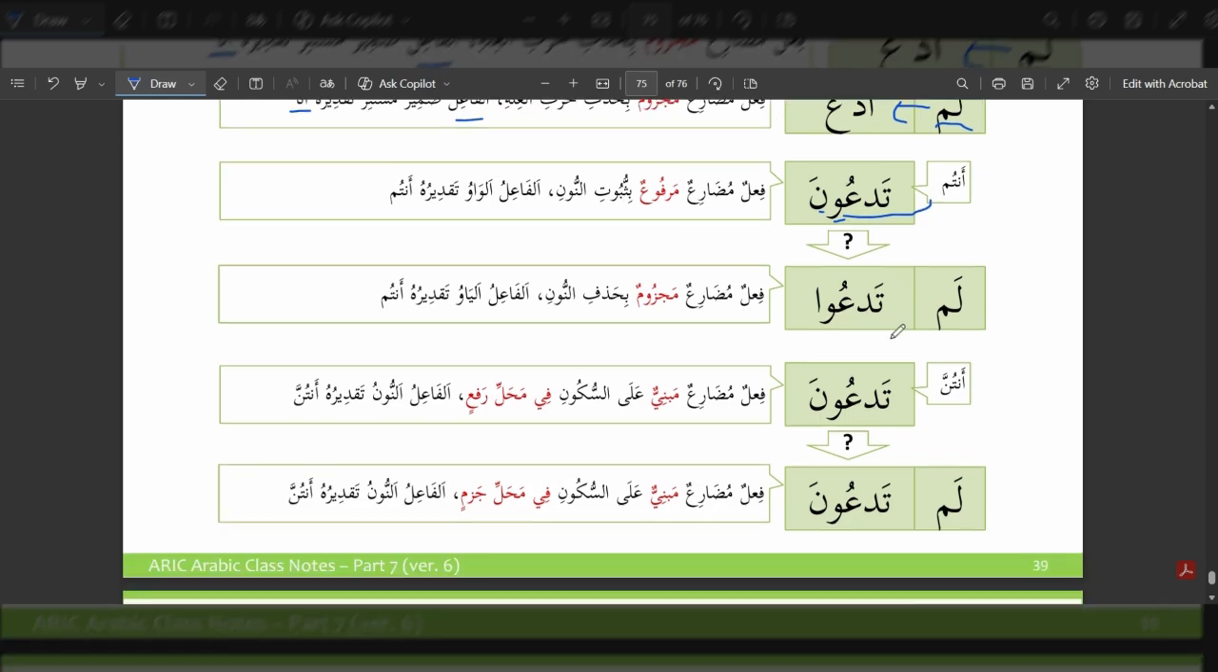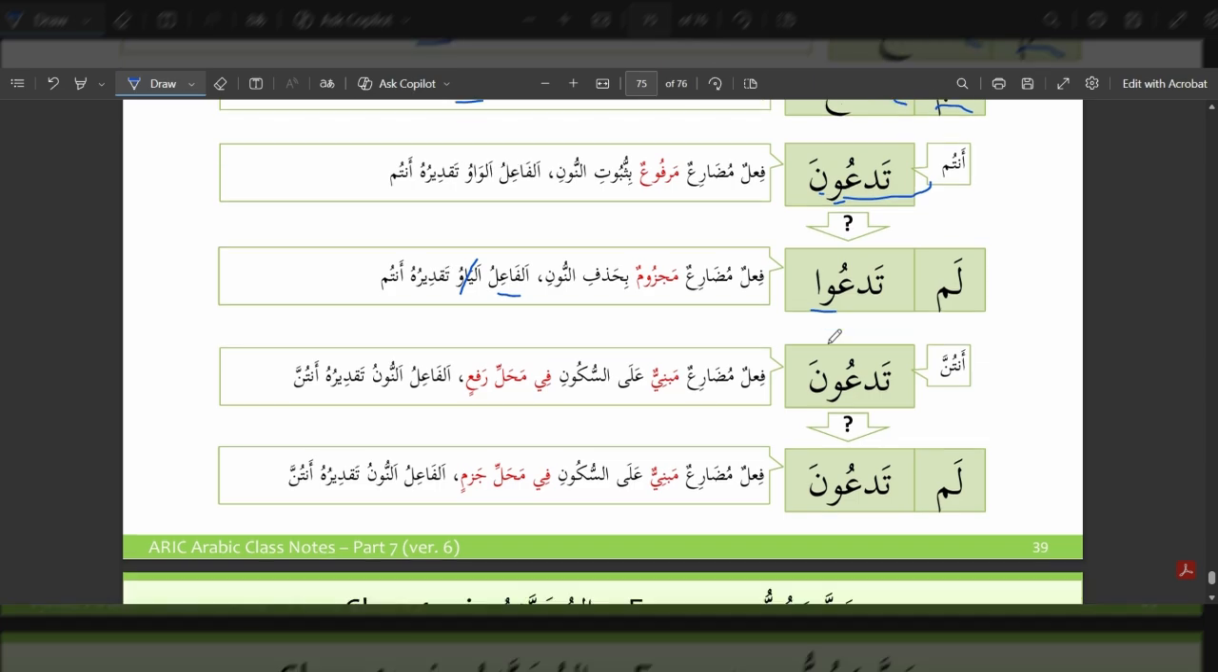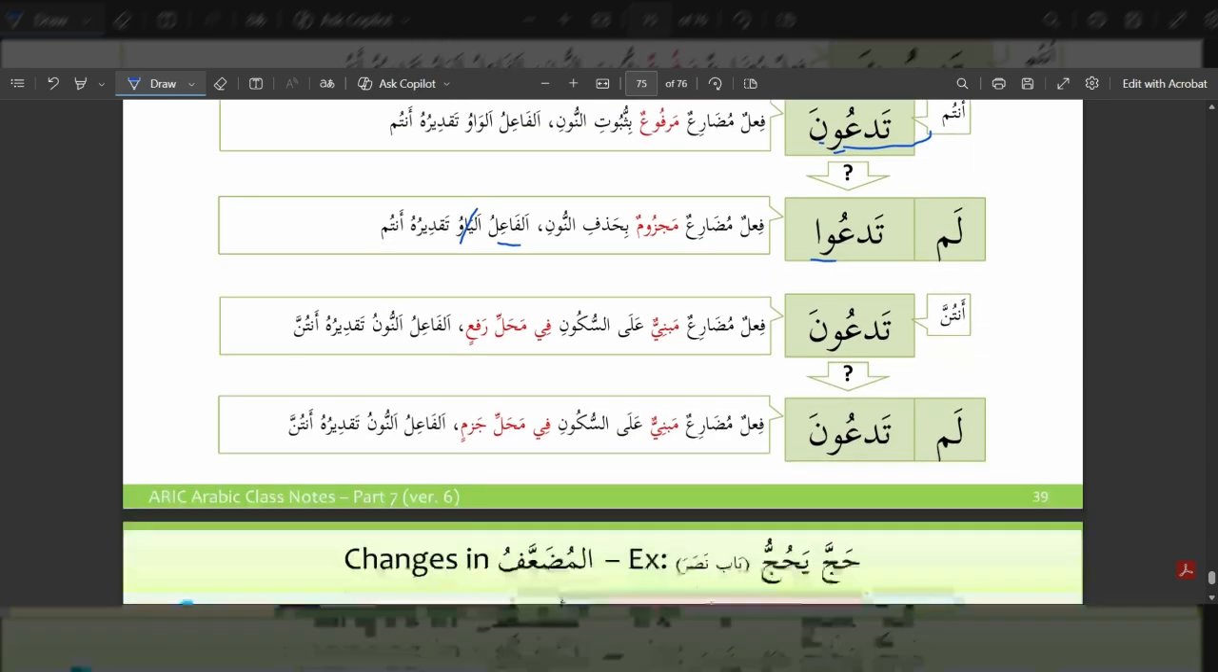Then when we put lam before it, again it has to drop the noon and become tad'u. So فعل مضارع مجزوم بحذف النون. So present tense in the majzum form with the omission of the noon. And the fa'il or the doer is not ya, it is waw. Okay, waw taqdiruhu antum. That is, the waw shows us that the doer is antum here. You all, male. So you all did not call.